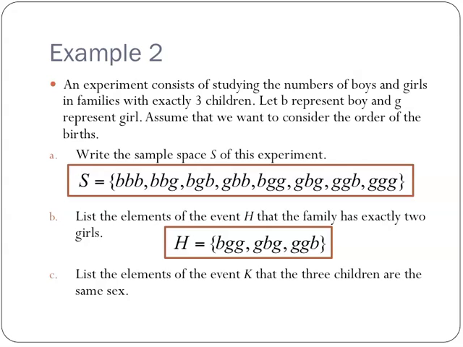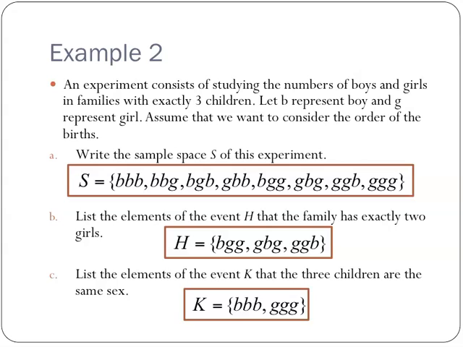All right, last one. List the elements of the event K that the 3 children are the same sex. Okay, so it looks like there are only 2 possibilities here. Either you have 3 boys or you have 3 girls. And so that is our subset of our sample space.